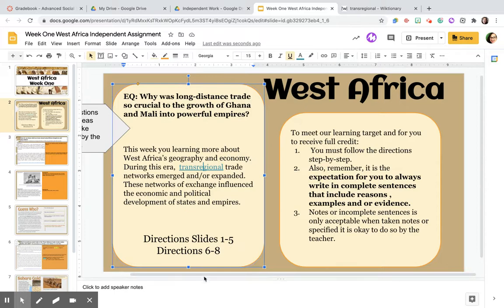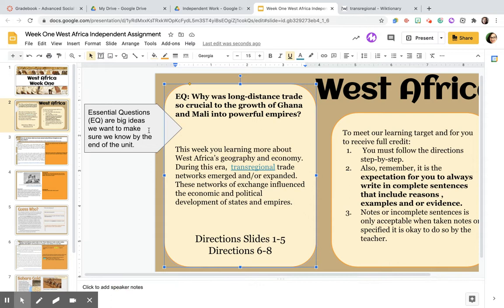The other thing I want you to take a look at is this bar down here, so you can move it back and forth. So there is a little marker here that says essential questions are big ideas we want to make sure we know by the end of the unit. And this essential question is, why was long distance trade so crucial to the growth of Ghana and Mali into powerful empires?